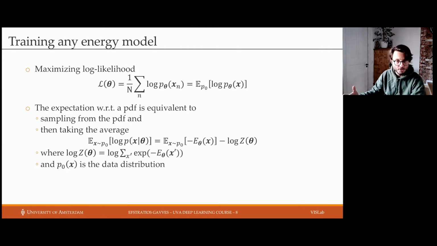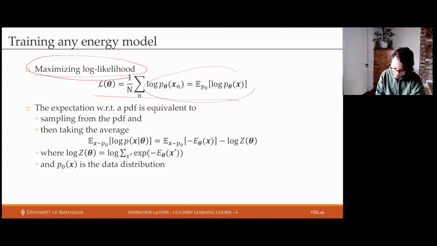Now, to train any energy model, since RBM is also an energy model, we're going to discuss a bit more generally here. The reasonable thing to do, or one of the reasonable things to do, is to maximize the log likelihood as usual. So basically, we take the sum of the logarithm of the probabilities. This here can be rewritten in terms of the numerator and the denominator of our probability density function.